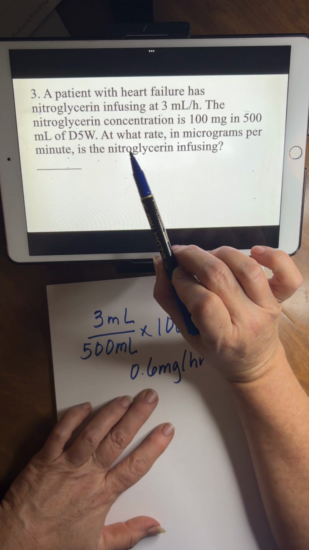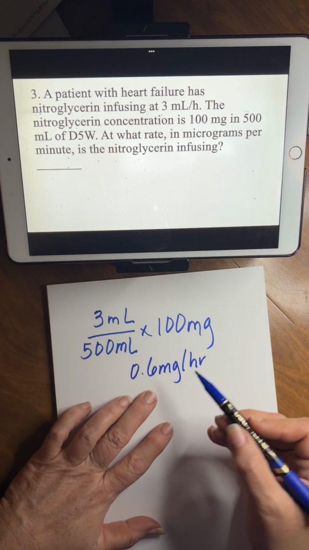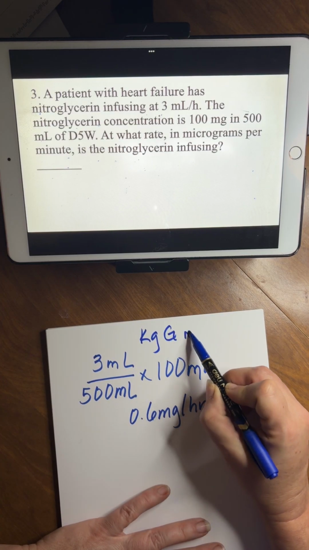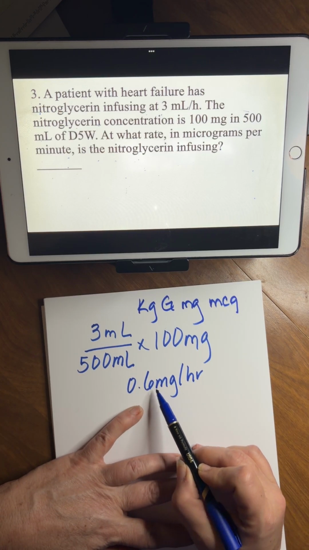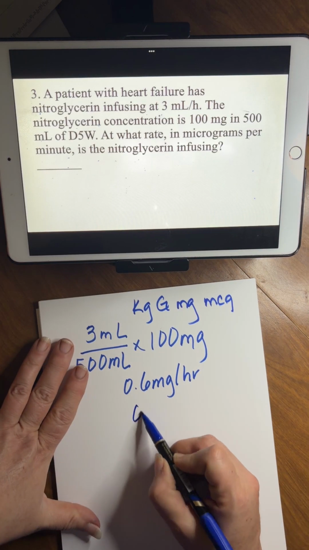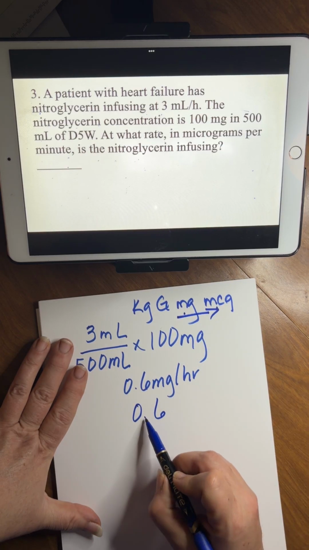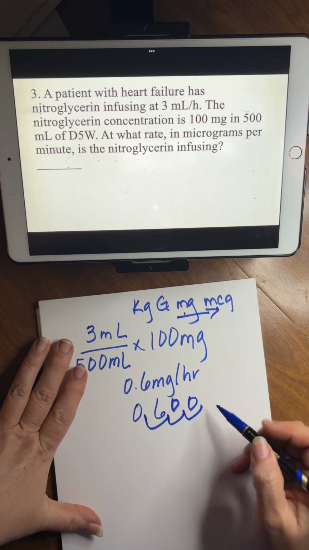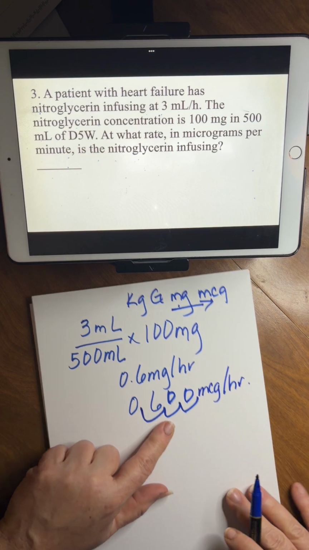All right? And look, of course, Ethel wants the micrograms per minute. So just follow me. We got kilograms, grams, milligrams, and micrograms. I'm going to convert this 0.6 milligrams to micrograms because my answer has to be in that. So 0.6 milligrams to micrograms, I'm moving my decimal to the right. I'm going to grab that and go 1, 2, 3. So he's getting 600 micrograms per hour. You see that?